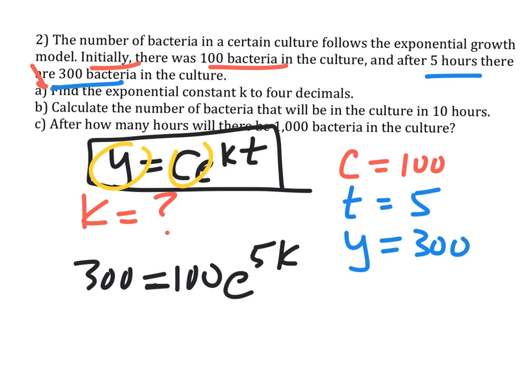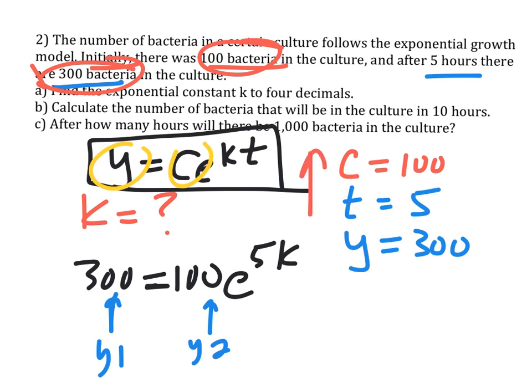So I'm going to go about finding letter k. I'm going to solve this equation graphically by entering y1 as 300 and y2 as 100e to the 5k. I'm going to find the point of intersection. And here, the sign of letter k: here the bacteria is going from 100 up to 300. So since the growth is in a positive direction, when I go about finding my k value, I know that k should be a positive value.